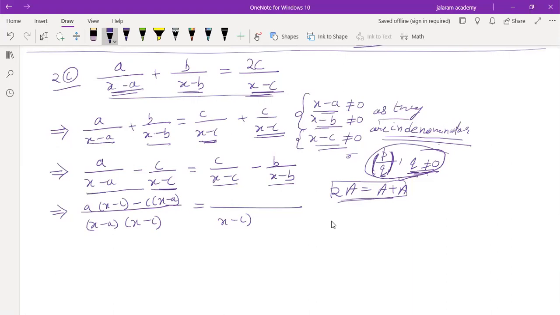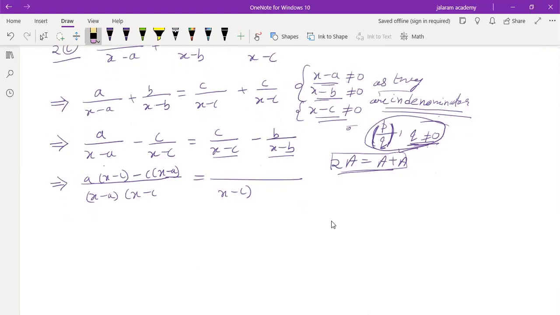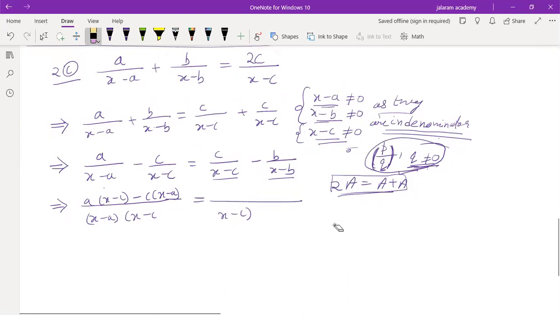Now if we take the LCM of the denominators on the left hand side, it is x minus a into x minus c. Is that clear to you, everyone? Yes, sir. And on the right hand side also we will follow the same procedure, taking the LCM of the denominators, x minus c into x minus b. So the numerator is c into x minus b minus b into x minus c.